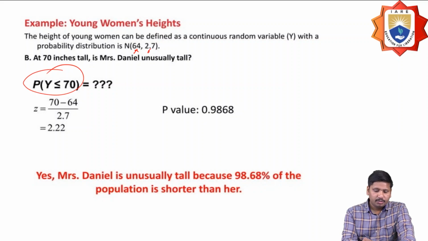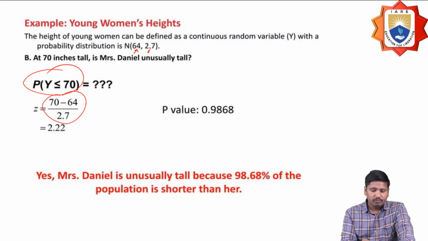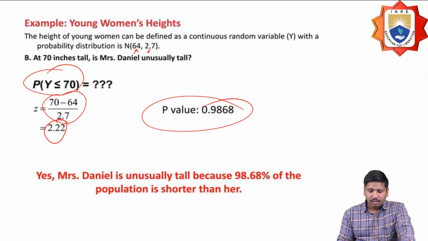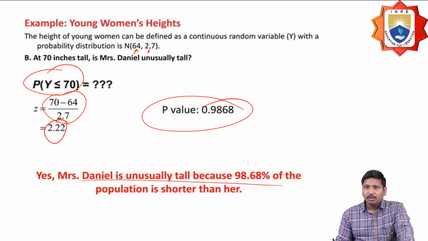How can I do that? 70 minus 64 divided by the standard deviation gives 2.22. The probability value is 0.9868. That means Mr. Daniel is unusually tall, because 98.68% of the population is shorter than his height. Okay, like this we're going to estimate using this Z score value.